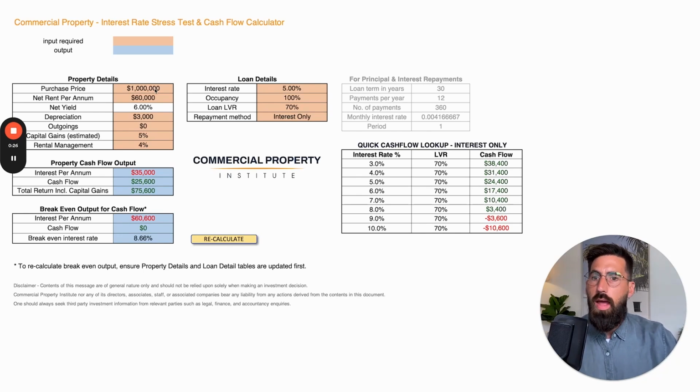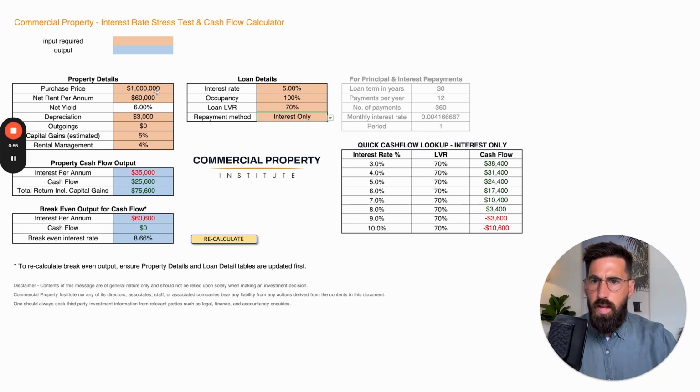So let's go through and have a look at what you can change and what the outputs are. As always, anything in orange can be changed. The orange cells are the purchase price, the net rent, the depreciation, the outgoings, any capital gains you want to forecast, the rental management, as well as the loan details such as interest rate, occupancy. So that's if you want to stress test, say you had only 50% occupancy on the property that year, the loan to value ratio, and whether you want interest only or principal and interest.